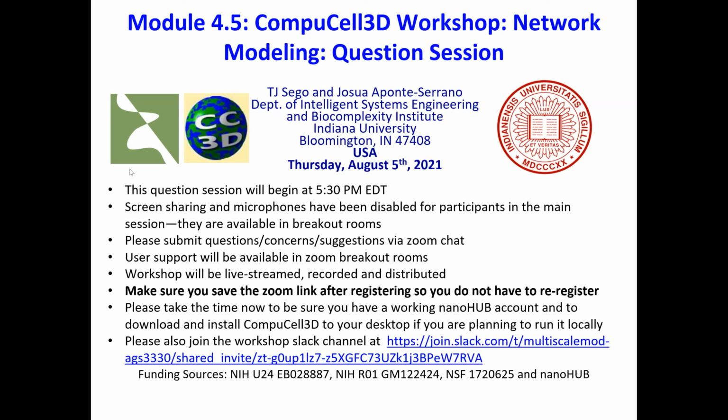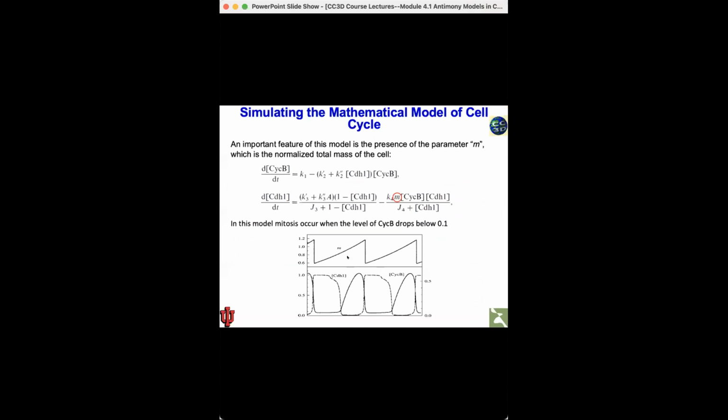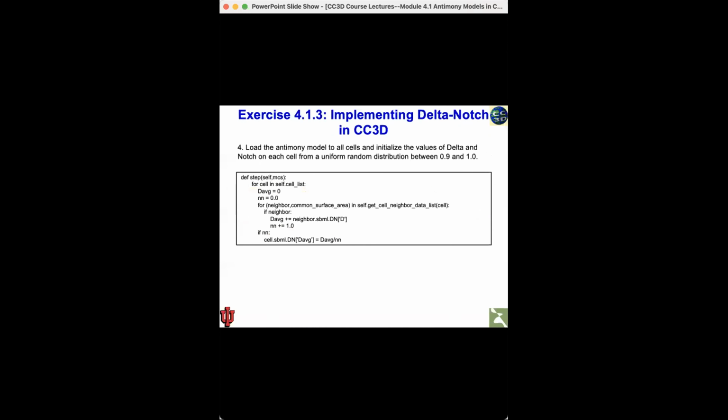So I wanted to go back to the thing about, in the Notch-Delta model, iterating over the neighbors and the thing where it said common surface area. I wanted to go back to Josh then. Okay, yeah, Josh, you want a screen share? Yeah, one second. Let me get that part here.